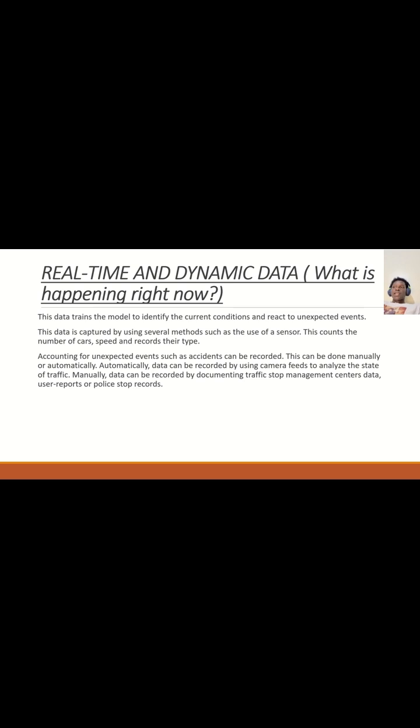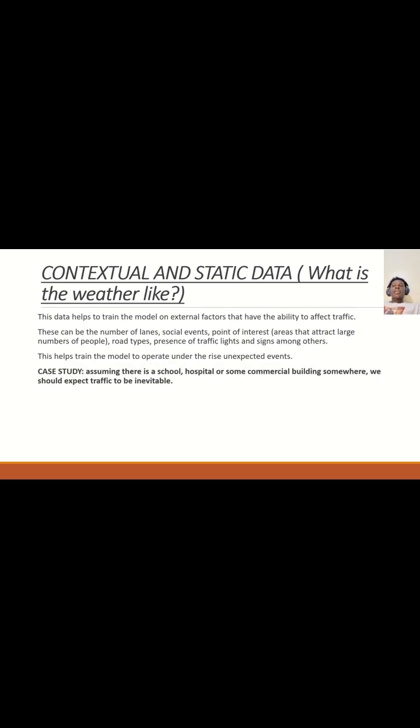So contextual and static data. What is the weather like in the particular area? This data here helps to train the module on external factors that have the ability to affect traffic. This can be, for example, the number of lanes in that particular road. Maybe social events, what's happening in the area. If there's a gathering or a function, we expect there to be traffic.